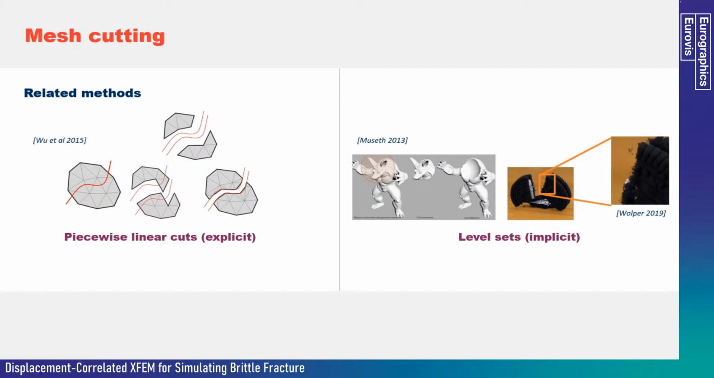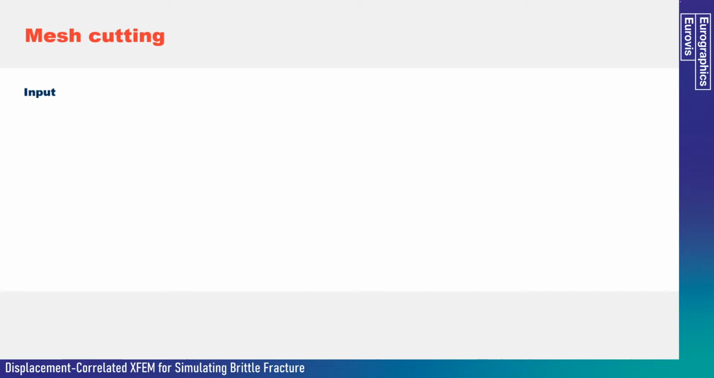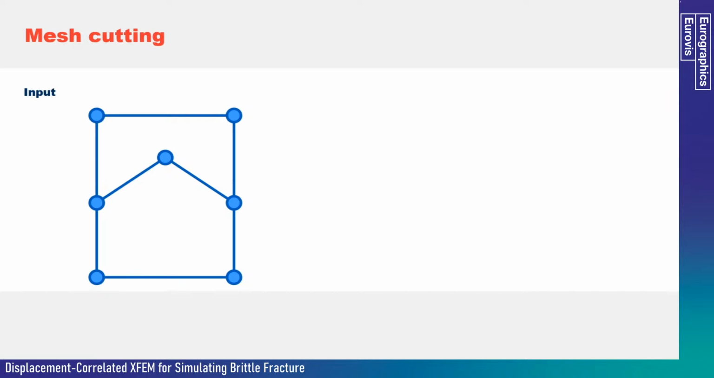So what we want to do, in our case, is directly cut surface mesh geometry and retain exact geometry detail, except at the edges introduced by the cut itself. And I'm now going to describe how we do this. So the input to our cutting algorithm is simply a pair of meshes, one for the source mesh to be cut, and then also the cutting surface.